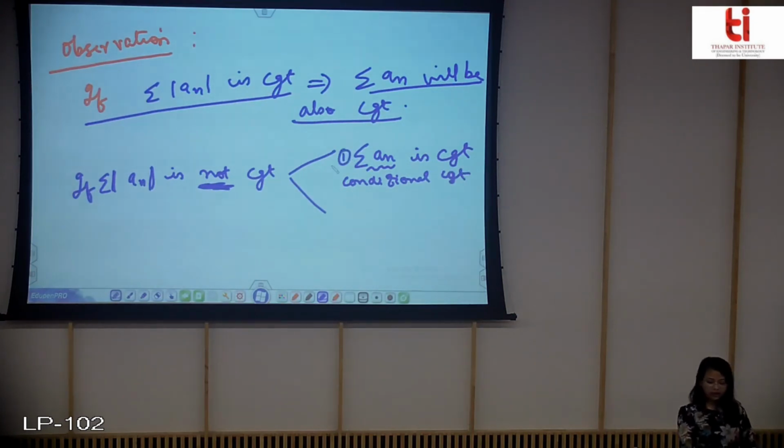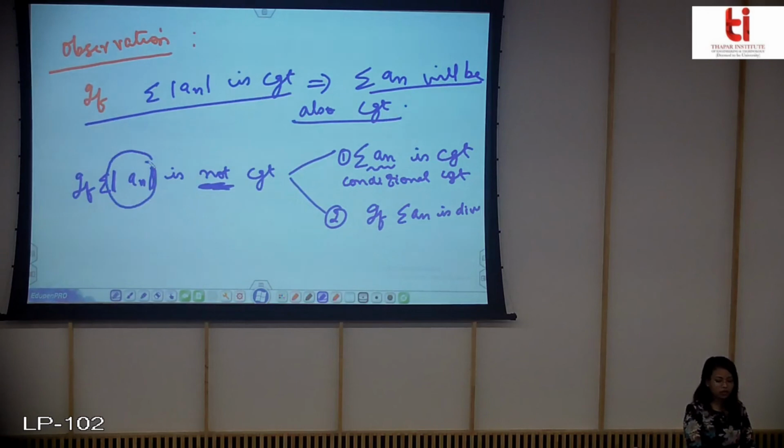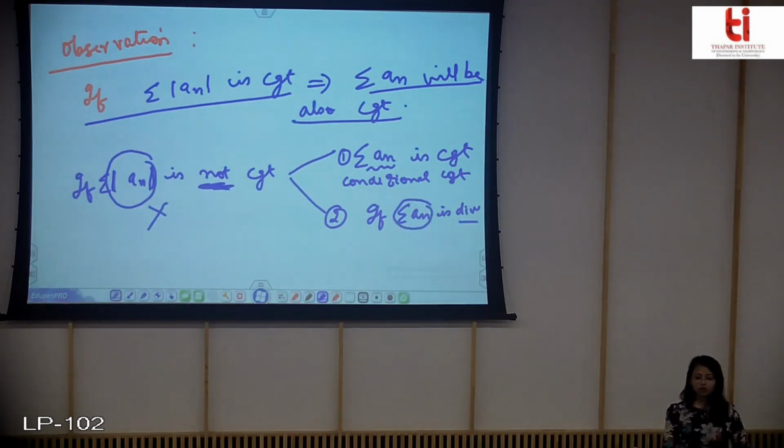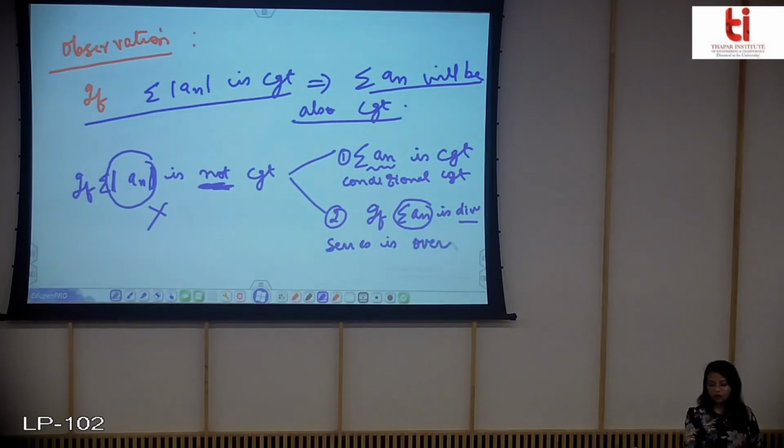And the second case is if the sum of mod of an is divergent, then it can also be the case that the alternating series is also not convergent. Then you will say that the series is overall divergent. And if the alternating series is convergent, this is conditionally convergent.